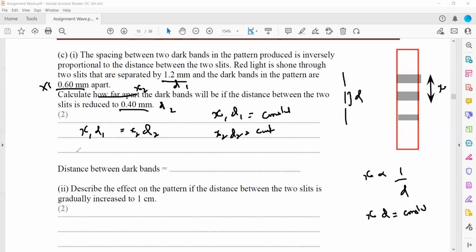So x1 is how much? 0.6. d1 is 1.2. x2 we don't know, and d2 is how much? 0.4. So this 0.4 is multiplied, on the other side it will be divided. So what will be the value for x2? 0.6 multiplied by 1.2, that is divided by 0.4, so it will come out as 1.8 millimeter. So 1.8 millimeter will be the new spacing between the two dark bands. Is it clear, this one?